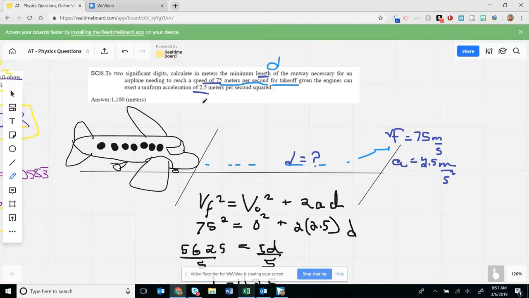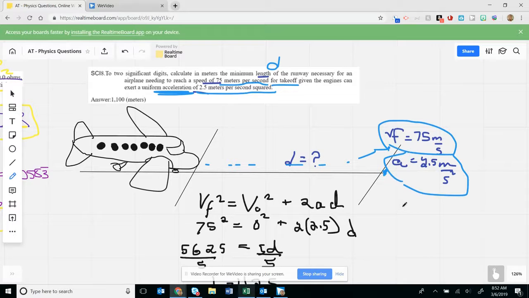But the idea behind this is that once it makes it to the end of the runway, it hopefully is already in the air, or we're going to have a problem, right? So that 75 is really a final velocity. And then it goes on to tell us the engines can exert a uniform acceleration of 2.5 meters per second squared. So they're telling us pretty clearly here this is an acceleration. So that's simply a value of a.